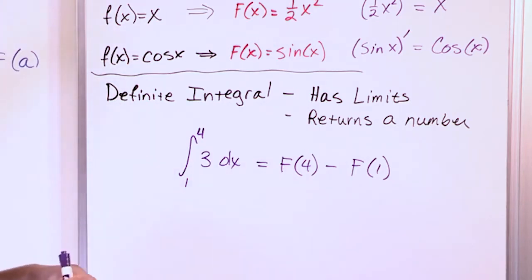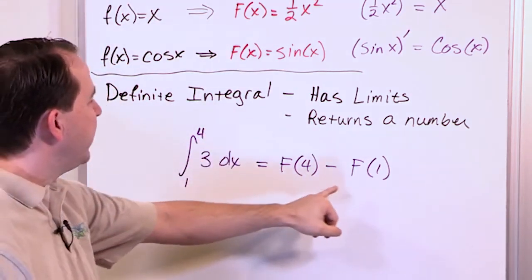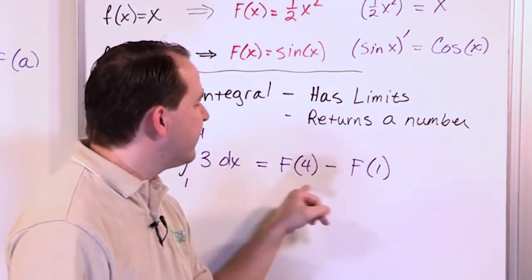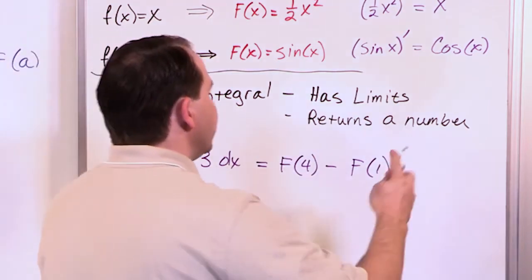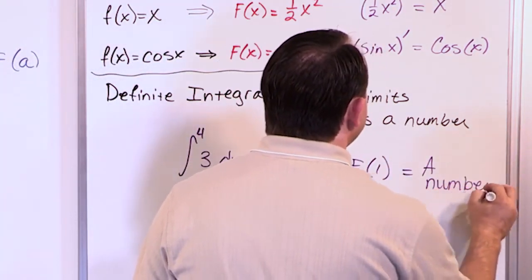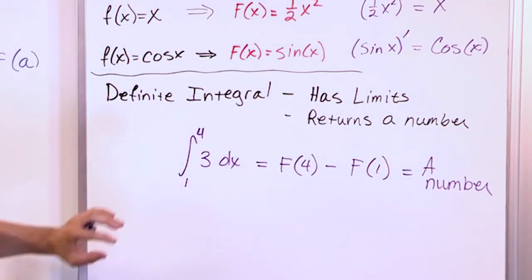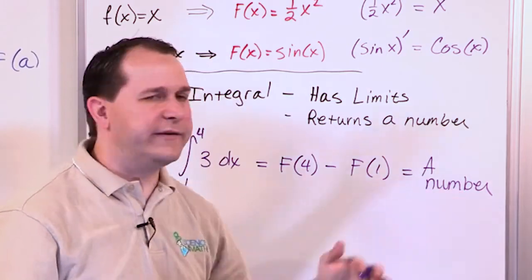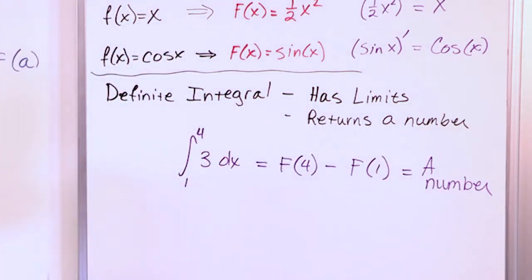Because the antiderivative of this is known. We can calculate that. We can evaluate it at 4. We can evaluate it at 1. When you do this evaluation at numbers, you're just getting numbers. So what you're going to get at the end is a number. So a definite integral is called definite because it has limits of integration. And when you do the integration, you're always going to get a number back. It's definite. It's defined to be between 2 points like this.